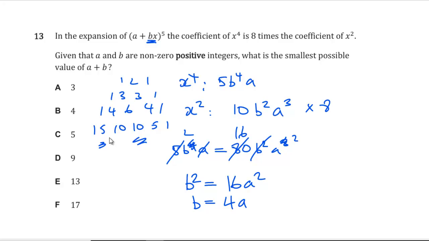Right, so they're non-zero positive integers. So they're integers. So the smallest we could have for a, if a was 1, b is 4. So they're going to add up to 5, which is C. Okay.